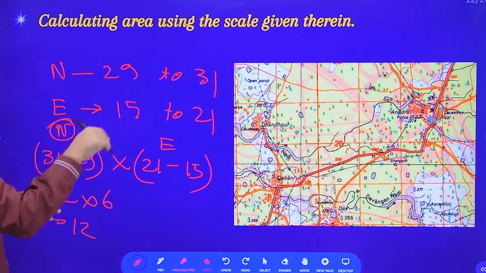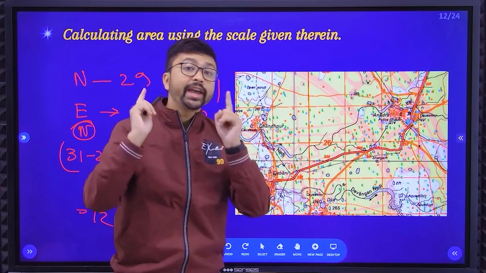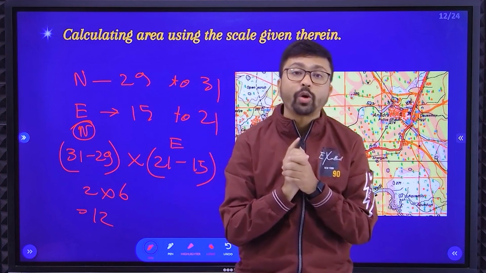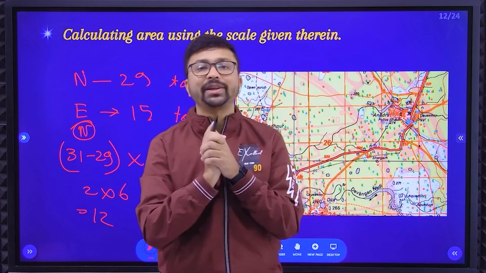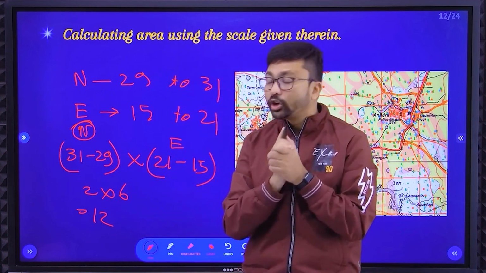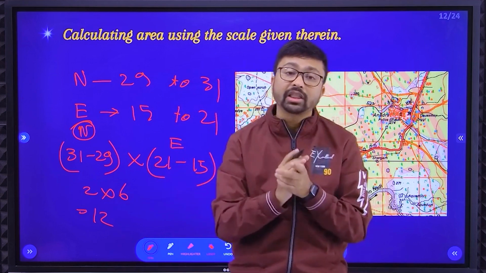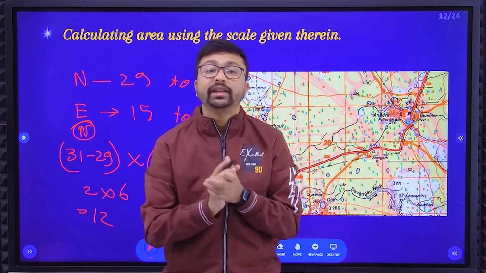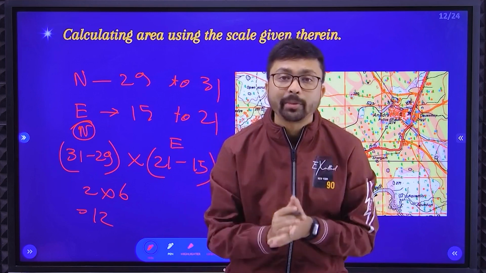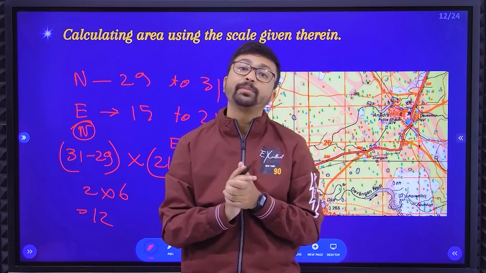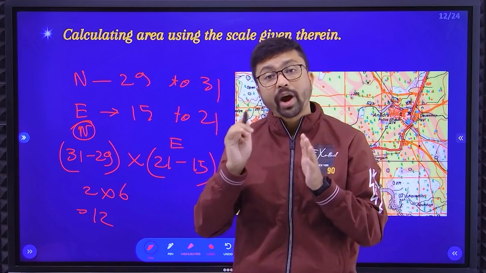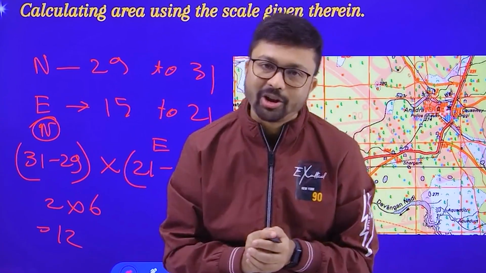So there are 12 boxes, and each box represents 1 square kilometer. So 12 boxes means the area occupied will be 12 square kilometers. Here the unit is very important. You need to write square kilometer, otherwise you will not get the mark.